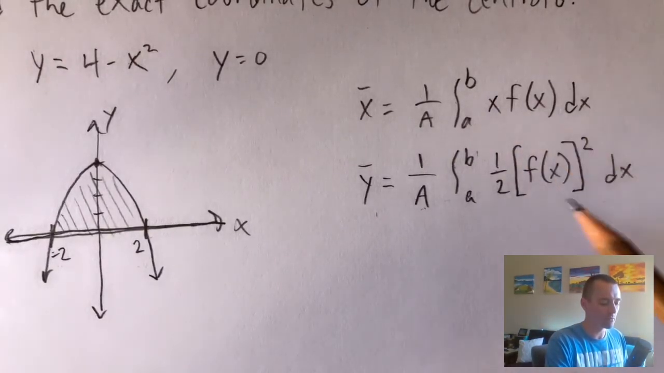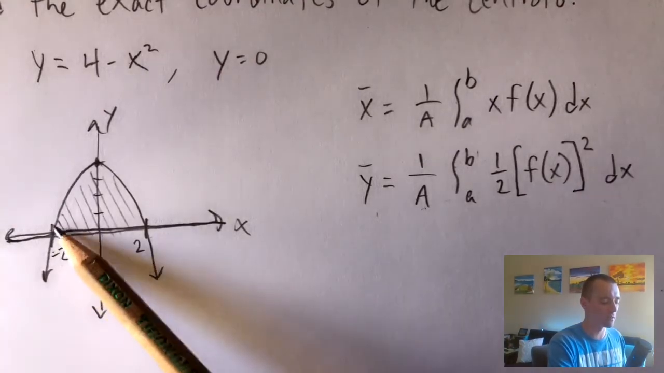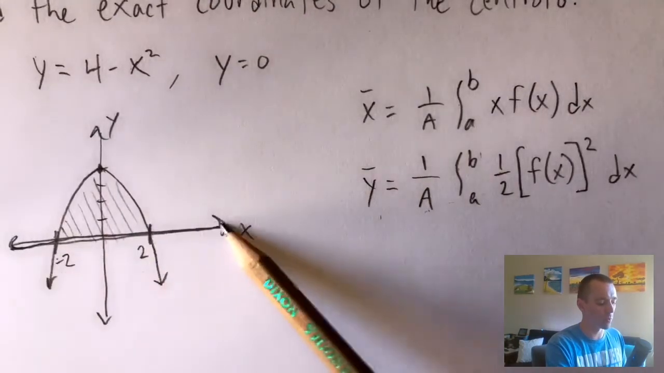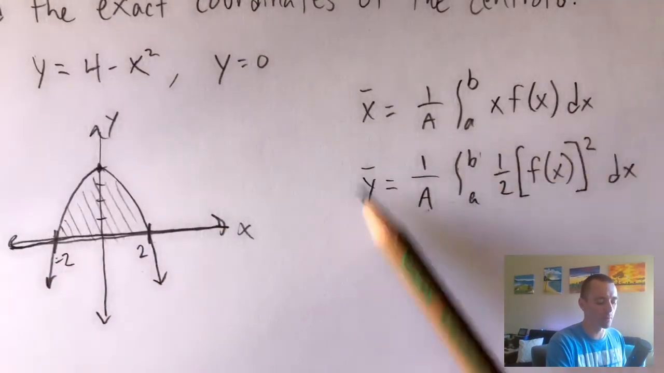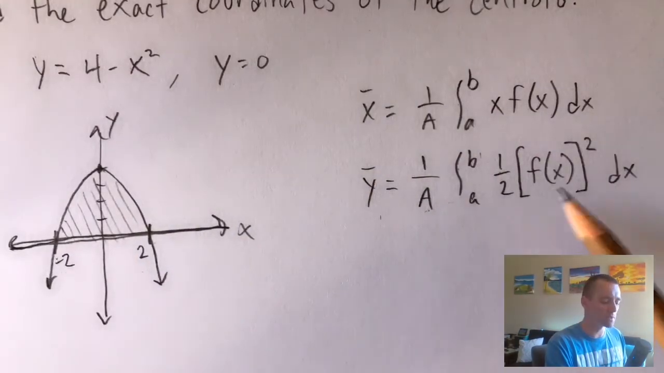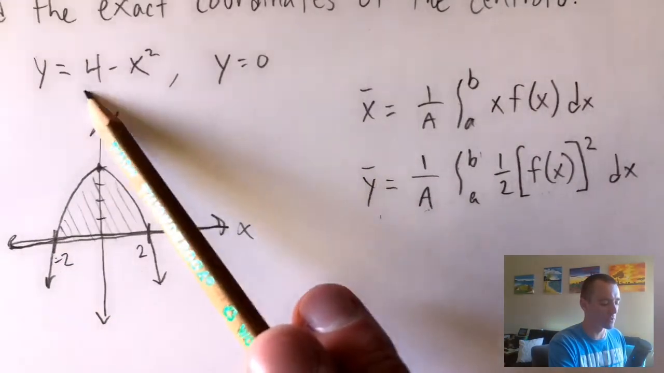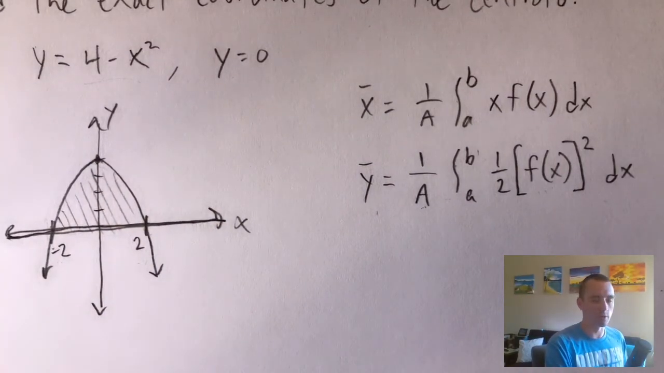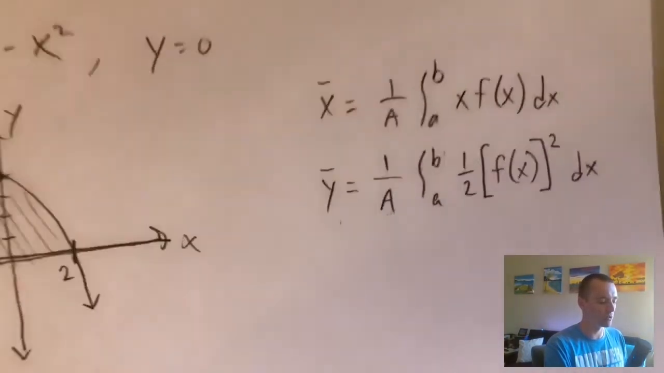And then we have this f of x in here. So that f of x is basically just the function that creates this region. So in this case, since we're going just down to y equals 0, these formulas pretty much are built off the fact that you're going down to y equals 0. And based on that, this f of x is just going to be this top function, the 4 minus x squared. So you can use those pieces, and I'll show you how to do that.